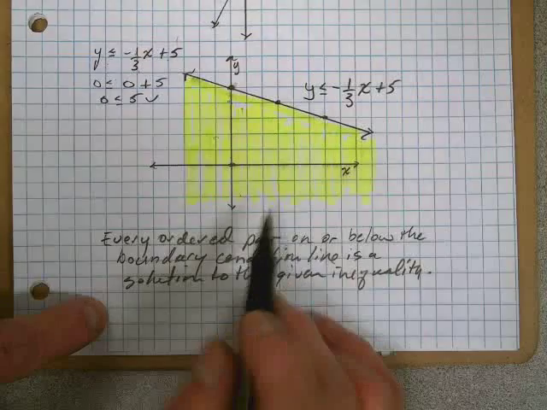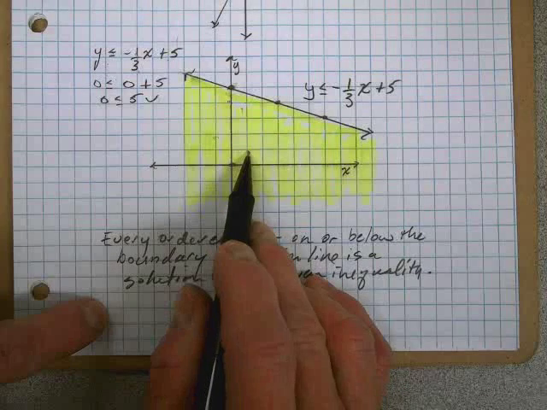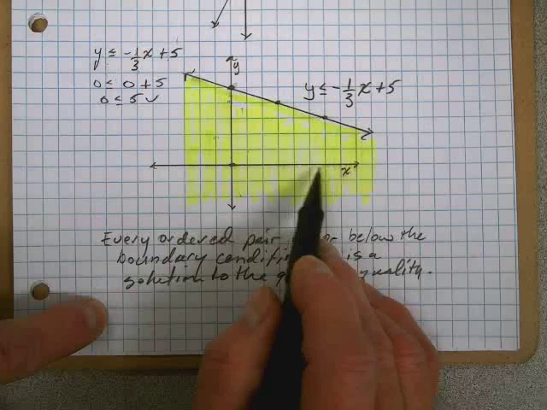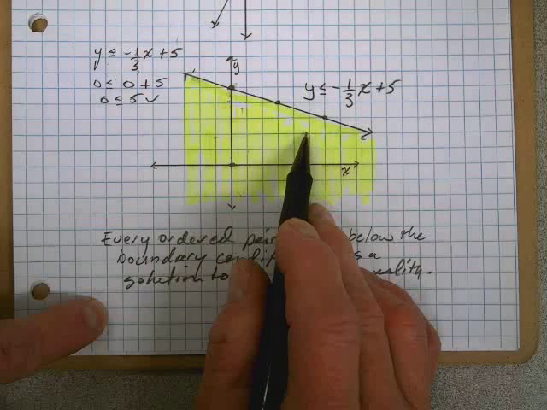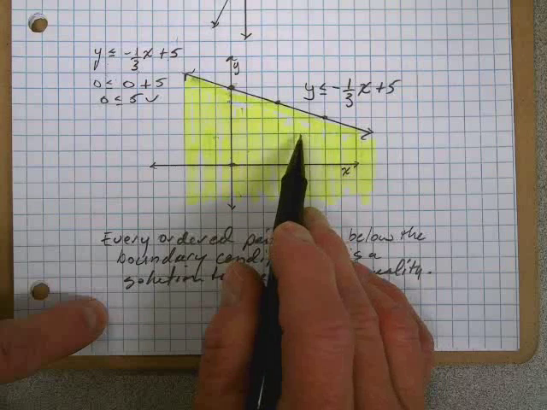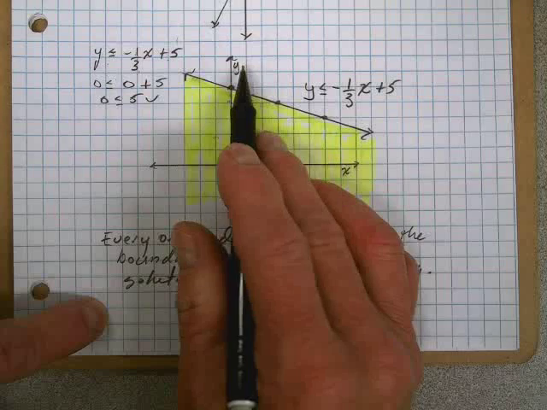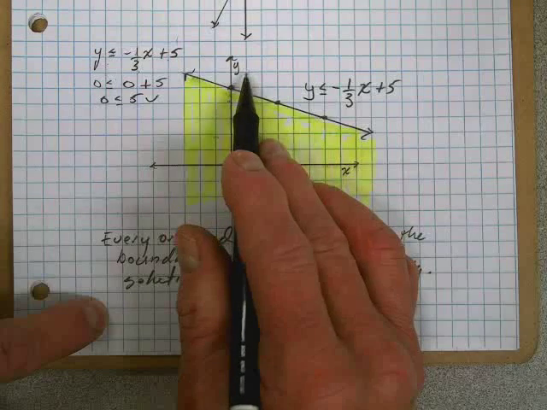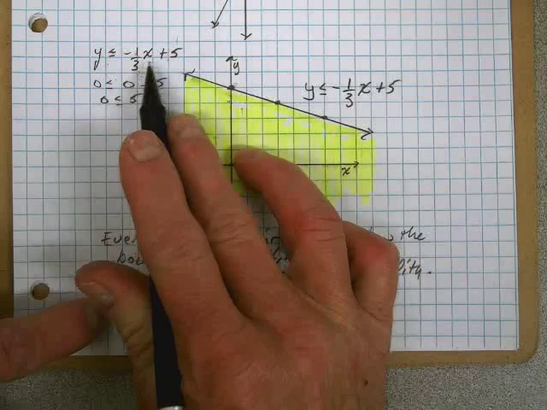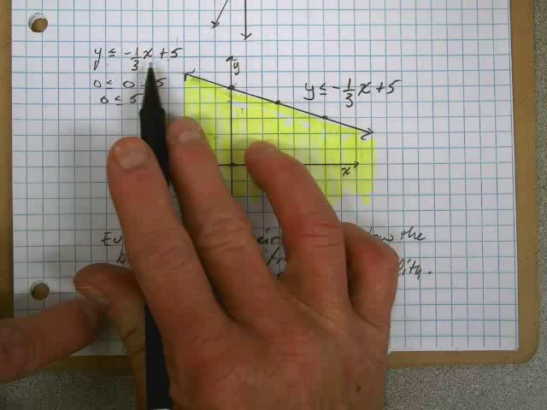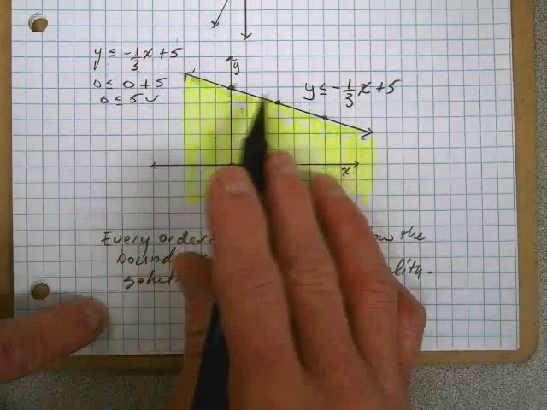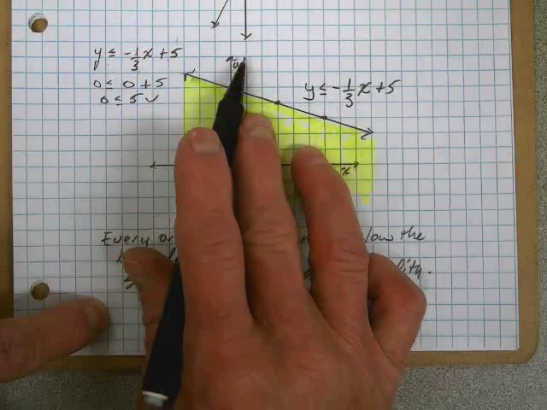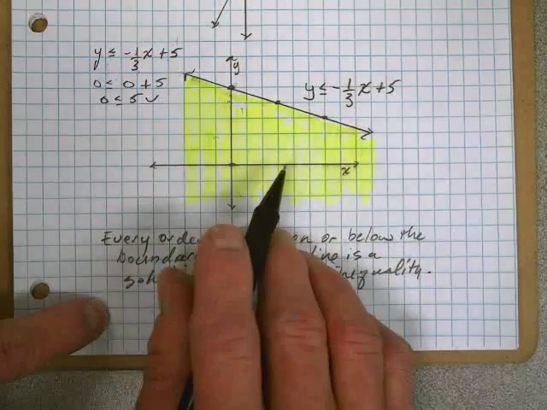So every ordered pair, in other words, if we chose the ordered pair (1, 1), it's a solution. If we chose the ordered pair (6, 2), it's a solution. On the other hand, if we chose the point (1, 6), it is not a solution to this inequality. And you could make some substitutions in the original inequality and determine that that would be a false statement, that (1, 6) would not be a solution.